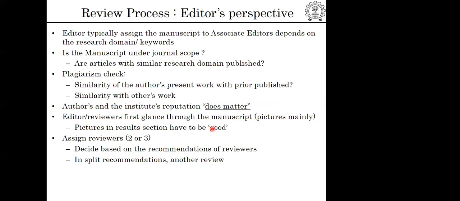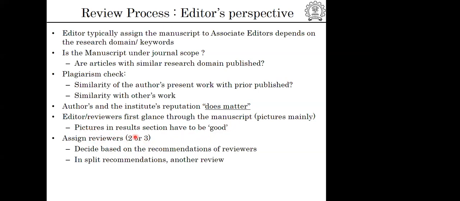Because as a reviewer, when some manuscripts come to me, personally I do not read them immediately, because mostly we are a bit busy. But what I do is glance through the manuscript, and we look at the pictures mainly, whether something is making sense or not, the graphical images. That will have a positive impact if you have good pictures here. So try to include more and more pictures.